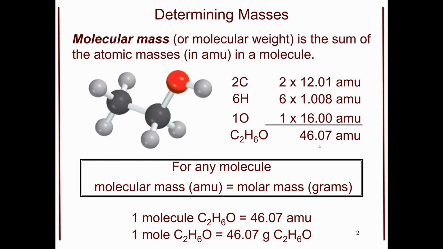However, if we are going to go to molar mass, that is for 6.022 times 10 to the 23rd of an entity, then we are going to use grams. So as you can see here, one molecule of my ethanol would be 46.07 AMUs. But if I have 1 mole of ethanol, this would be 46.07 grams.